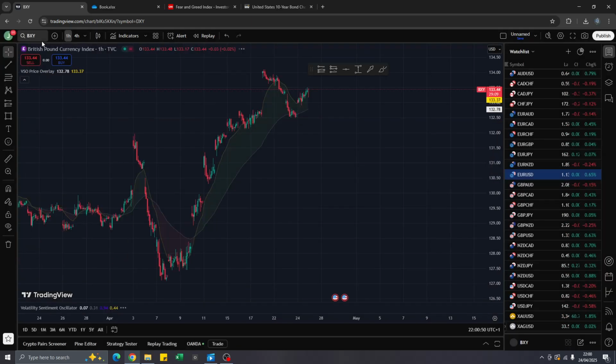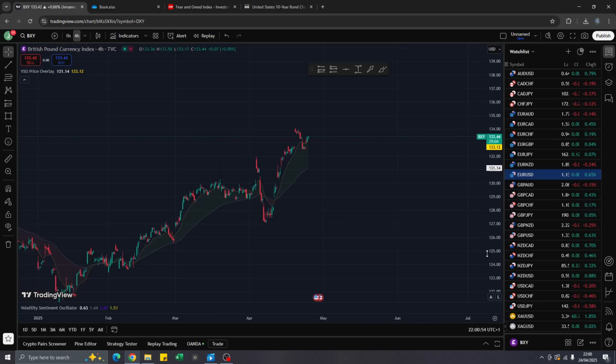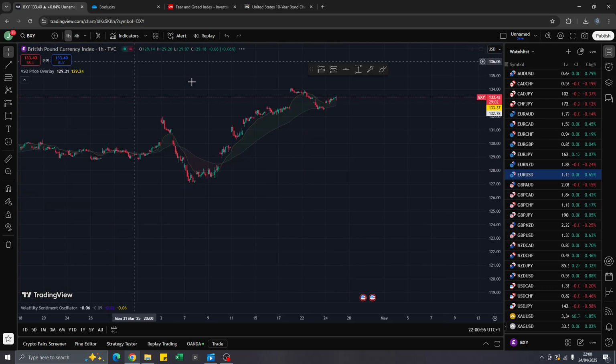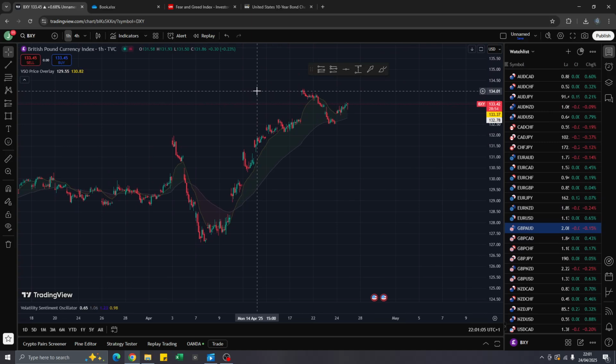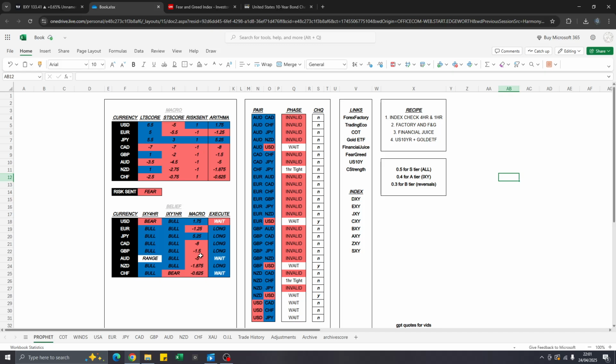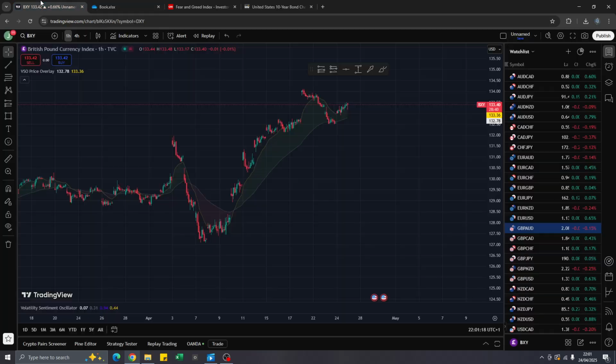British pound. British pound on the 4-hour, bullish, very nice. We're actually doing pretty well here. On the 1-hour, yeah, I wouldn't mind. This isn't a bad trade. I wouldn't mind going long on the pound actually. Now that I'm looking at this, we're riding the yellow. Yeah, maybe I'll consider that later on. Macros on the pound aren't great, but they're not bad either. I'll have a look into that.